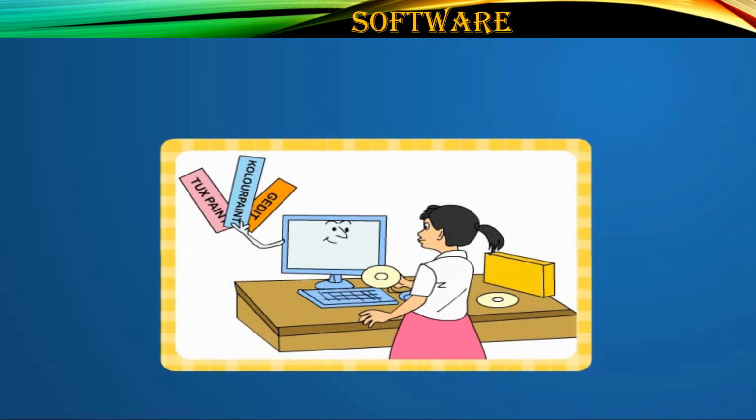Similarly, software without the proper hardware cannot help us to do anything. That's why we say that both the components complement each other to solve the user's problem. A set of instructions stored together as a single unit to solve common problems is called a program or computer software.